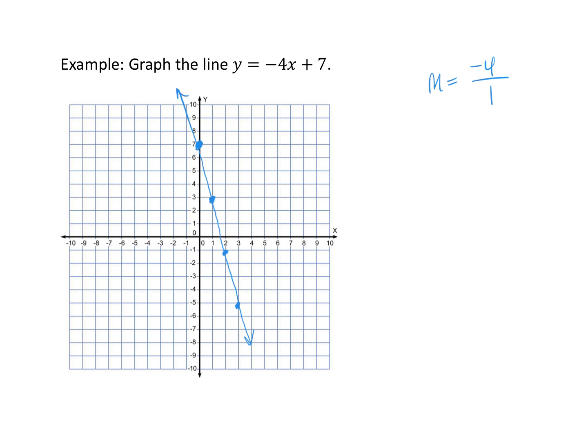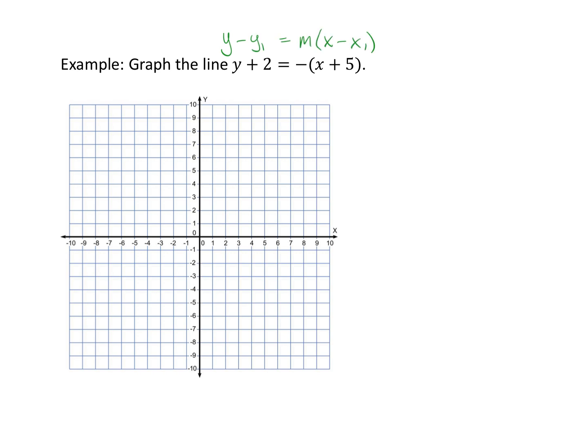Graph the line y plus 2 equals negative x plus 5. So here I'm given a point. This is in point slope format. So the format is y minus y1 equals m times x minus x1. The general equation has minuses, but I see pluses. So first thing I'm going to do is rewrite that so that it has minuses. So I have y minus negative 2 equals negative x minus negative 5.